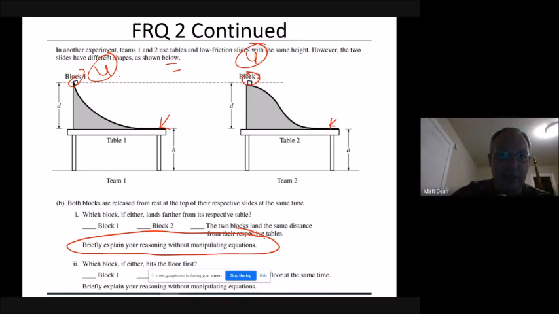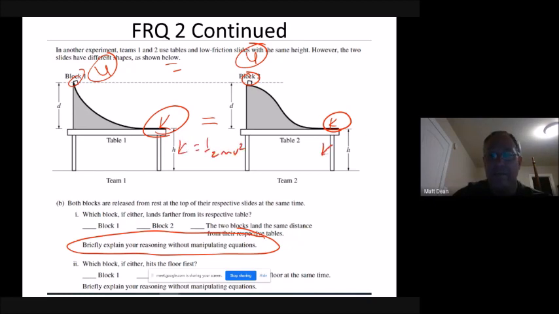And since the initial kinetic energy was equal, I said that backwards. Since the initial potential energy was equal at the top of the plane, that means the kinetic energies are going to be equal at the bottom of the plane. And since they're going to be leaving with the same kinetic energy, they're going to be leaving with the same velocity. They're leaving from the same height, so the blocks are going to go the same distance. That's what we're looking for.